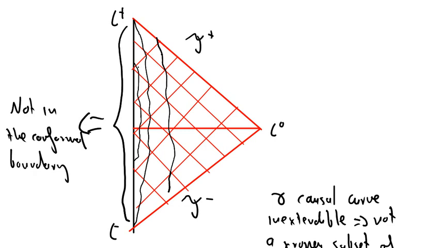Okay, so inextendable curves have to end up at the conformal boundary, which consists of future null infinity, past null infinity, I naught, or I plus and I minus. Another thing we can see here is that it's not possible for a causal curve to end up on I naught, because the curve cannot be causal. If I draw this, I can see that at some point the curve will become space-like. So inextensible causal curves cannot reach I naught. That's why I naught is called space-like infinity.